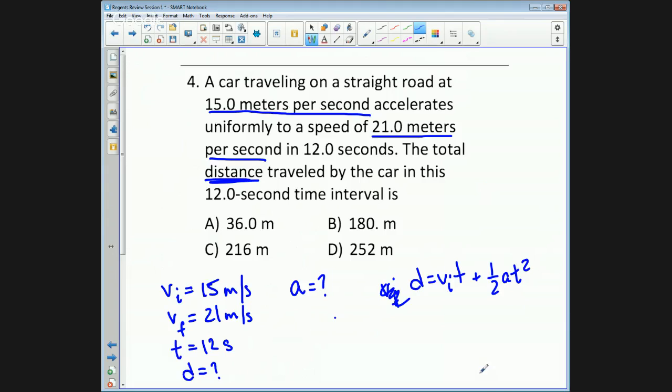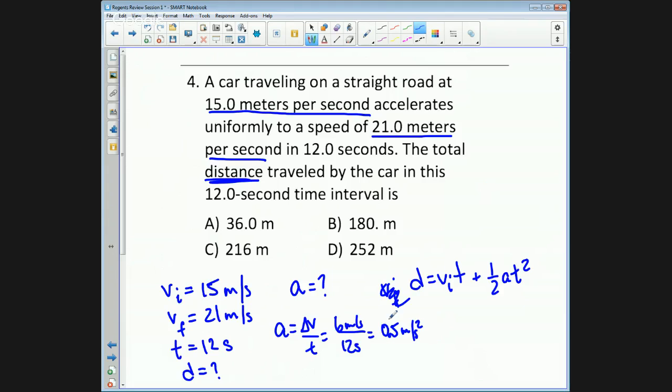We need to figure out the acceleration. Acceleration is delta V over t. And when we plug in these values for final, initial, and time, we get 21 minus 15, which is 6 meters per second, over 12 seconds, which equals 0.5 meters per second squared.